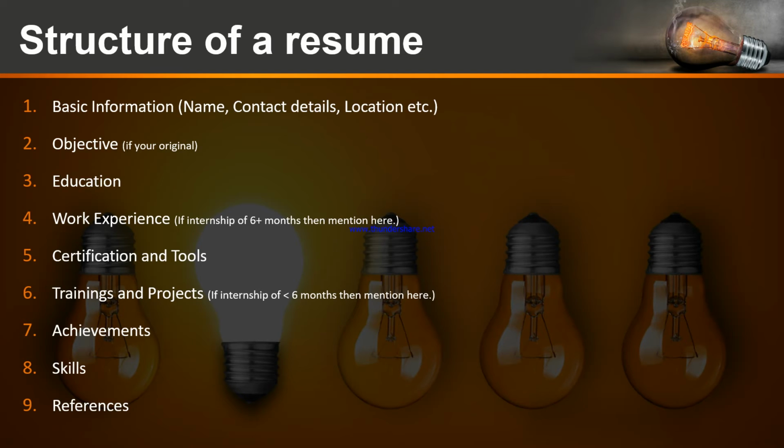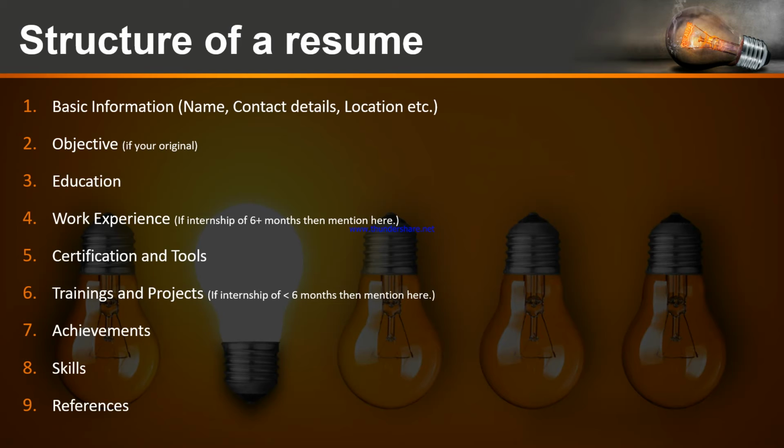And then training and projects is the next thing which you can mention here. All kinds of trainings which you have done. Then the seventh thing will be achievements. If you have any achievements, try to mention it at the seventh position in your resume.